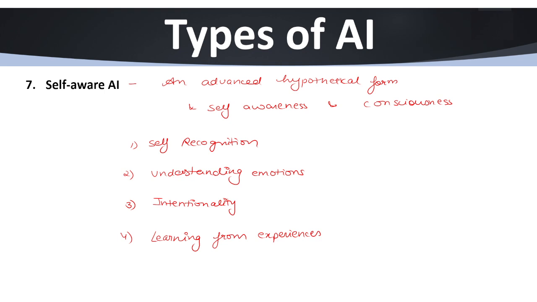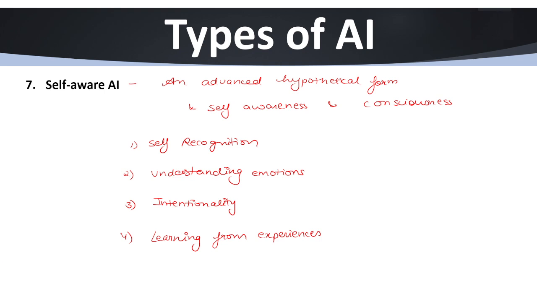एग्जामिनेशन में ये बहुत बार पूछा गया है कि क्या सेल्फ अवेयरनेस एआई में लर्निंग एक्सपीरियंस से लर्निंग की पावर है या फिर नहीं है. So yes, now you can say that learning from experience is the main characteristic of self-awareness AI. Unlike reactive machines, self-awareness AI would learn from past experiences and adapt its behavior over time.